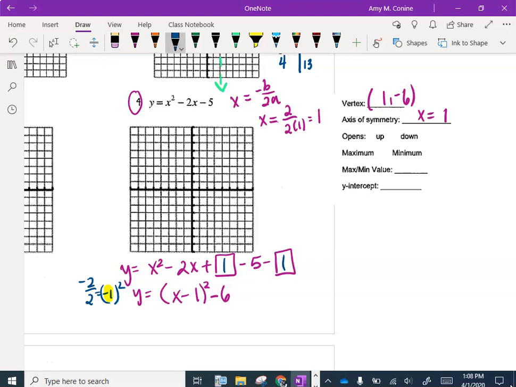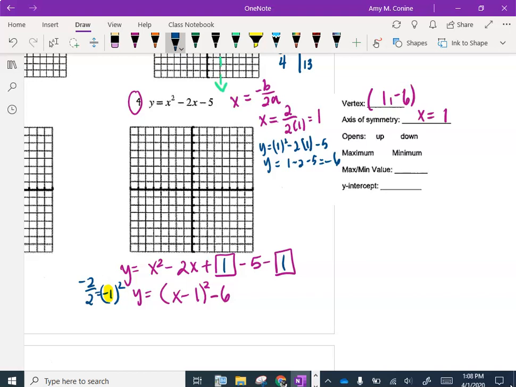We would have to go through and plug in that 1 and do it algebraically. So if you went ahead and did this, because that is what we learned, that's fine. But now that we have vertex form, we don't need to do that. Okay, so now we should have a minus 6.